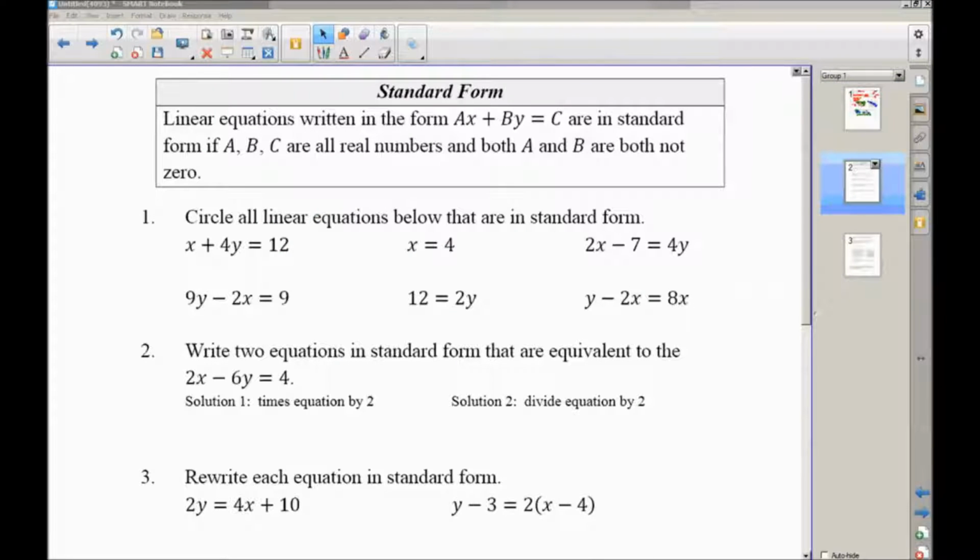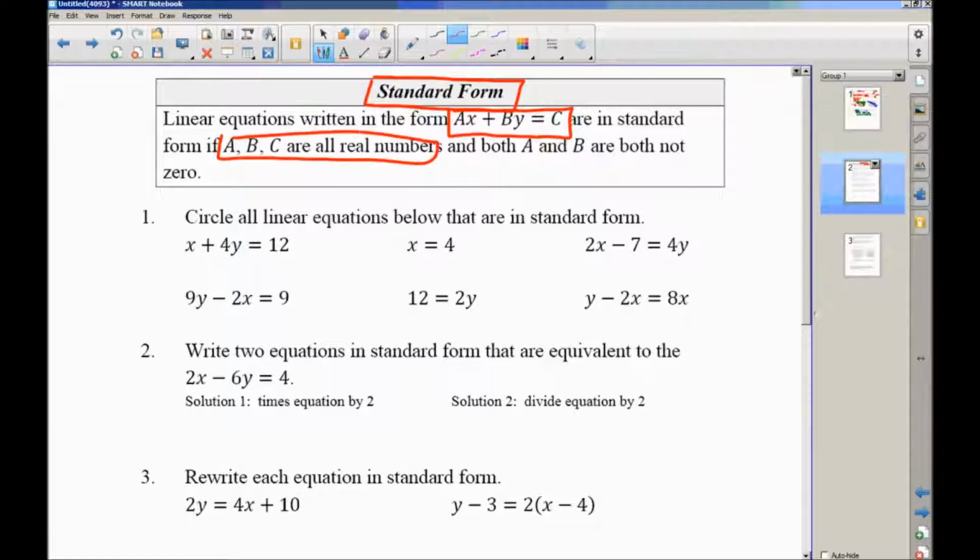Okay, on page 2 we have the definition of standard form of a linear equation. Linear equations written in standard form are ax plus by equals c, where a, b, and c are real numbers, that means they can be any number we want, and a and b are not both 0. So one of them is allowed to be 0, but the other's not.